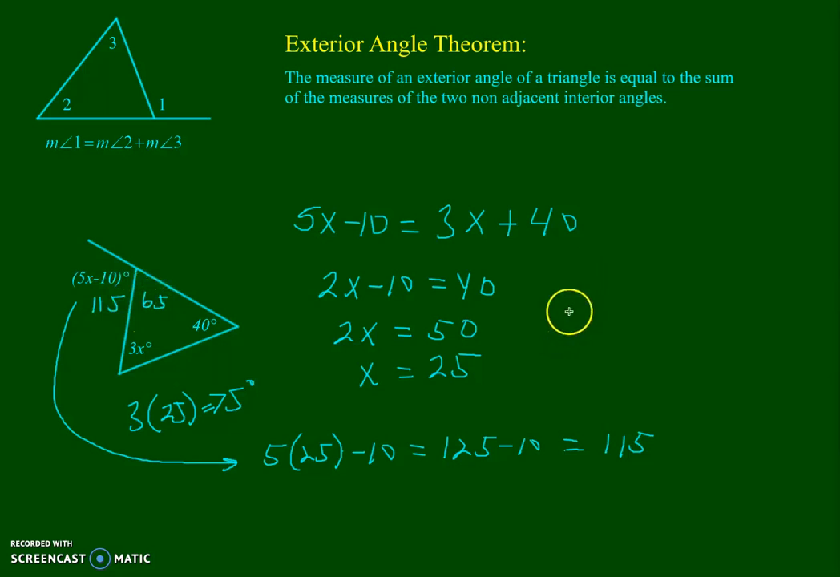So let's just cross-check ourselves. Let's add these three angles up. 65 plus 40 plus this angle, 75, does in fact equal 180. So we can conclude that our answers are correct. So let's go ahead and move on to the next section.